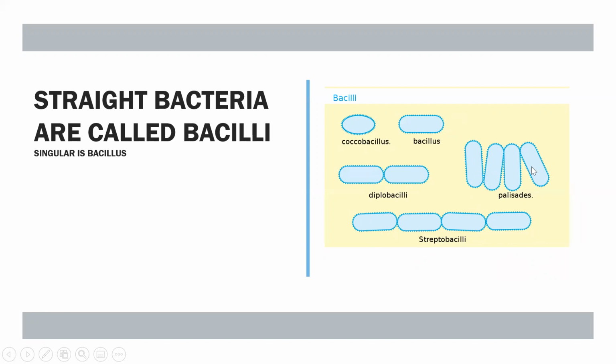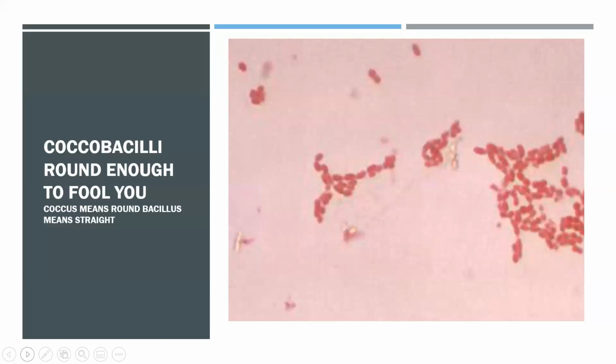And they can also form these things called palisades. They're called that because they sort of look like the columns that would hold up the front of a palace. So again, some pictures, Coccobacilli. If you look at them very closely, it may be easier to tell that this one is longer than it is wide. But when you look at them side on under the microscope, and you never know which way they're going to lay on a microscope slide, the ones that are side on are going to look round, but it's just round enough to fool you.